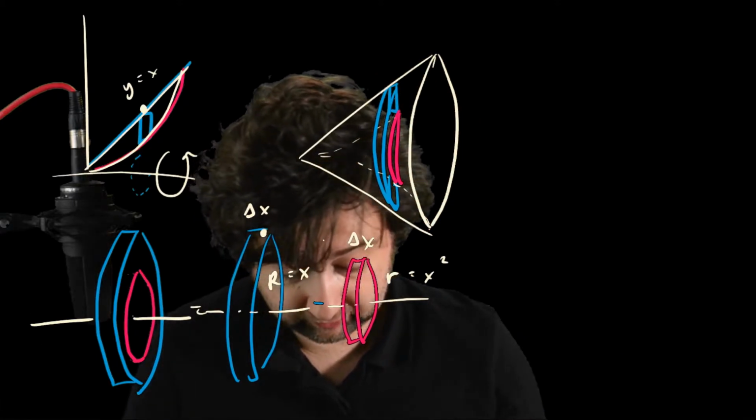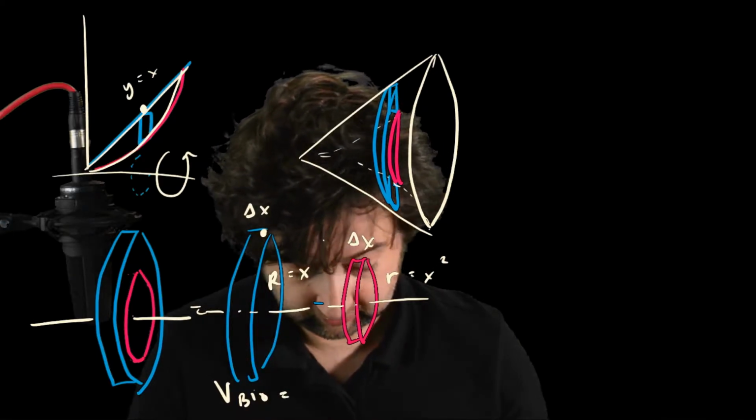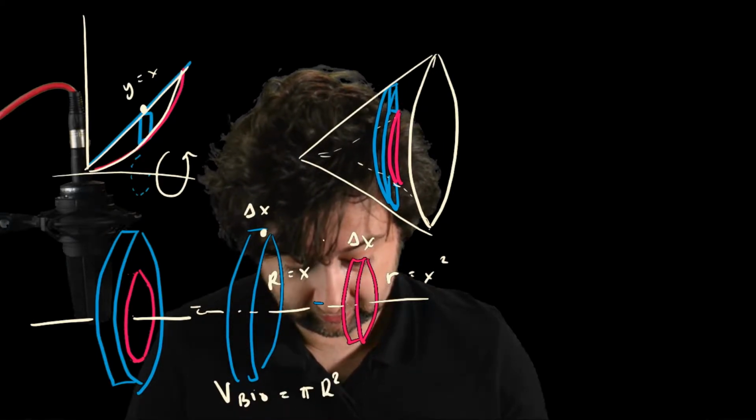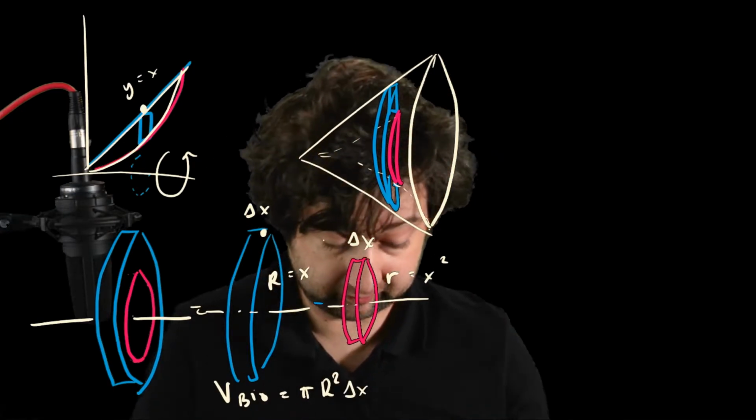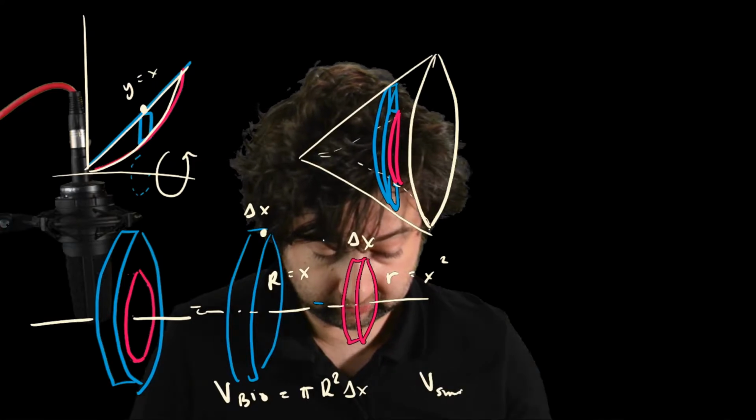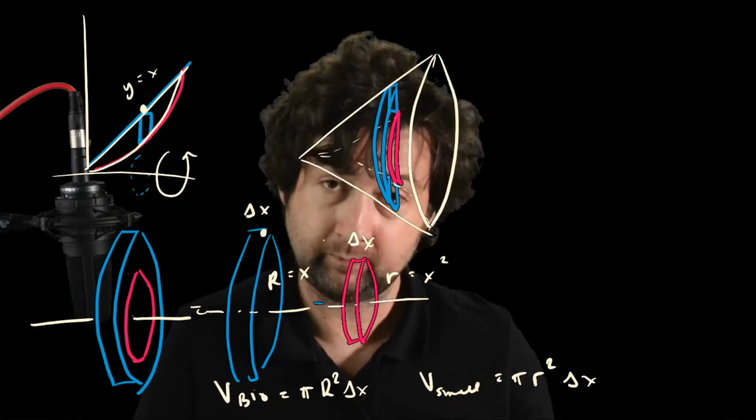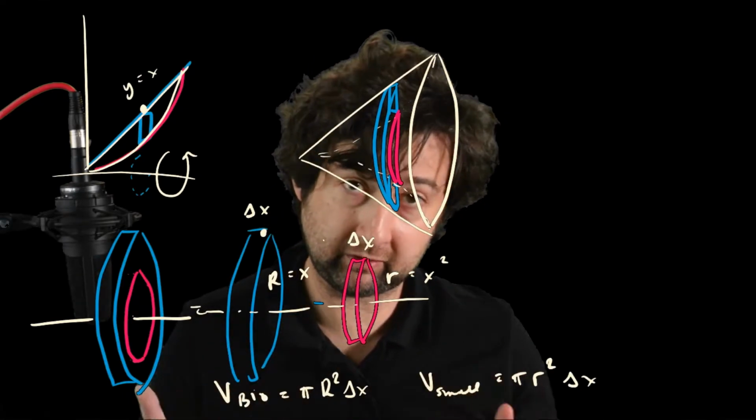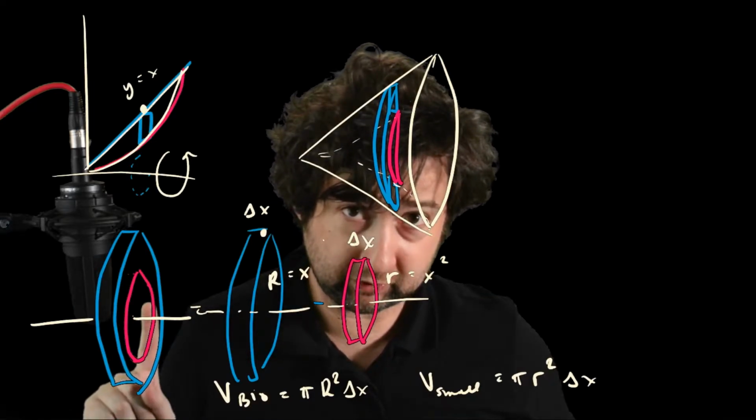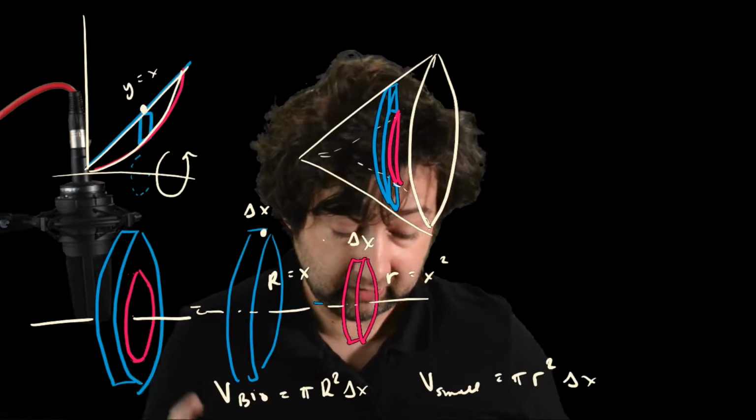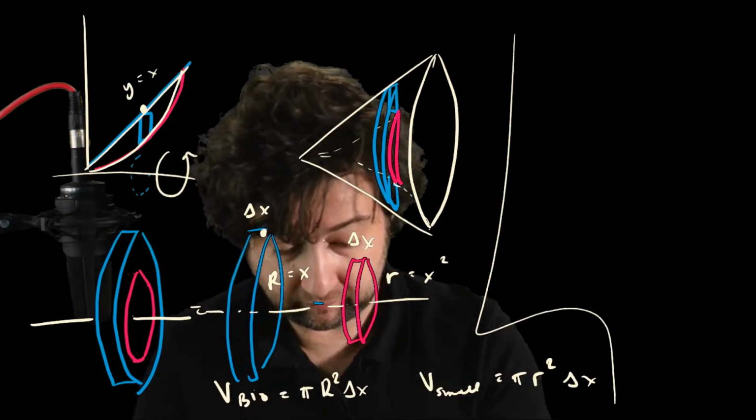The representative volume of the big cylinder is pi big R squared delta x. And the representative volume for the smaller cylinder is V small equals pi little r squared delta x. And if you want the volume of the cylinder with the hole punched out of it, that is, the volume of this thing after we've subtracted the red cylinder from the blue one, then you just subtract those two formulas.